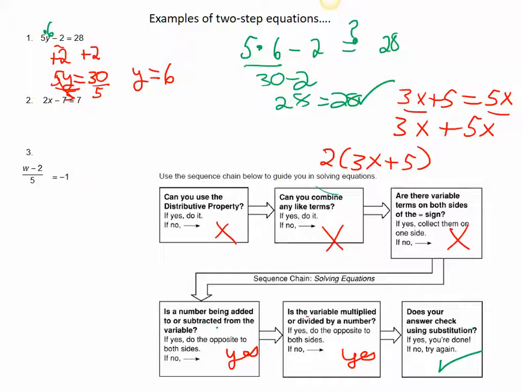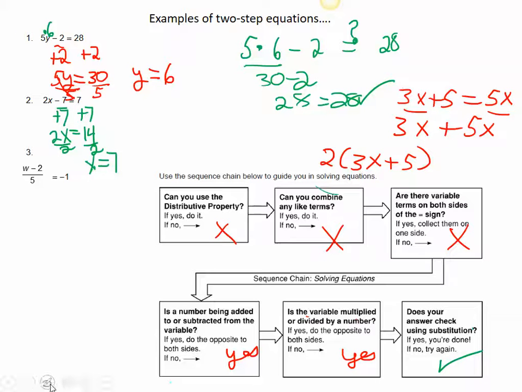Is a number being added to or subtracted from the variable? And the answer would be yes, there's a minus 7. So it's 2x minus 7. So the opposite of that would be adding 7. So you'd write plus 7, plus 7. And then we go to the next step. Is the variable multiplied or divided by a number? First we have to simplify. We'd get 2x equals 7 plus 7 is 14. And then yes, we have x being multiplied by 2. So we need to divide by 2, so we write divide by 2 on both sides. And then we simplify that, and we get x equals 7.